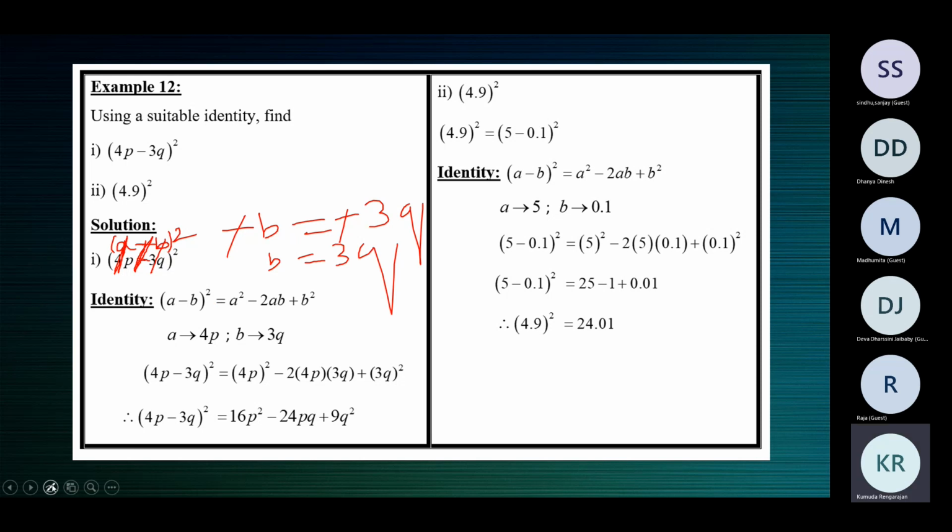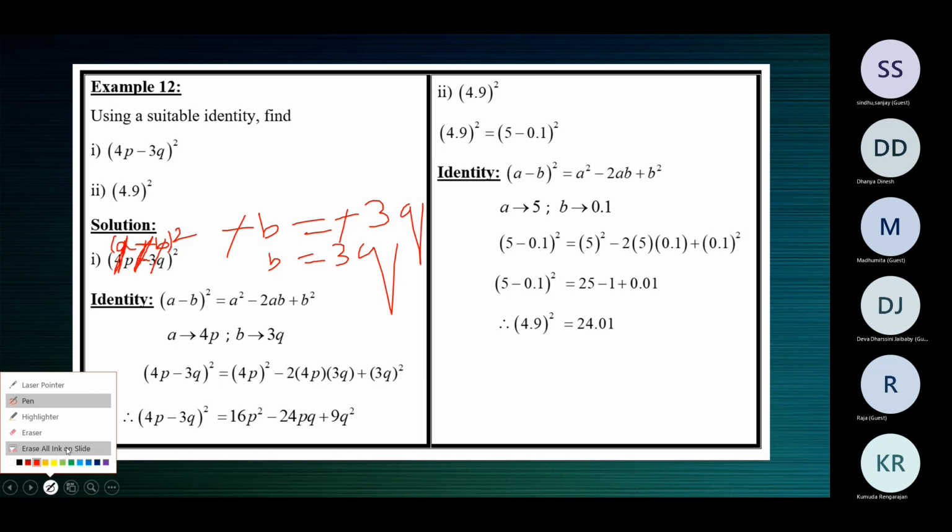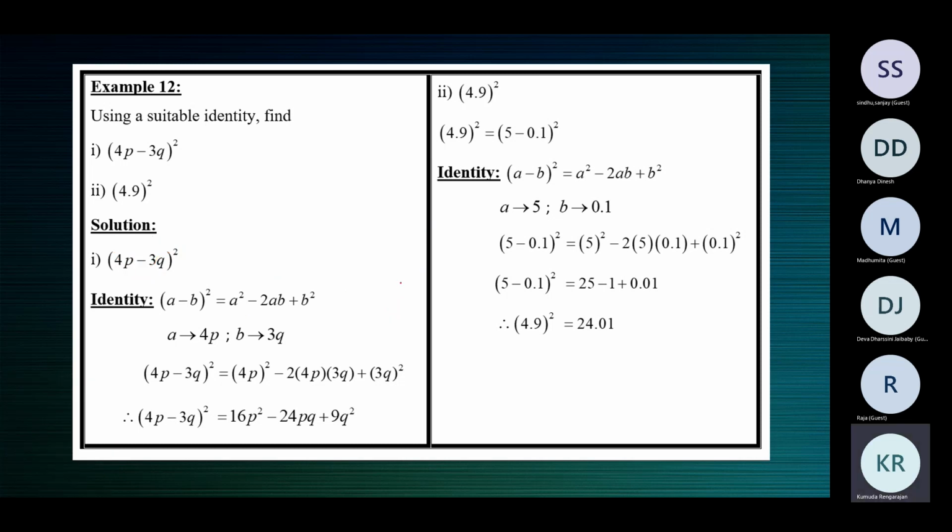Please check your steps for both the sums and ask your doubts. First, you must write the identity. Then you must pick out the values of A and B. Then this one we have to solve. Use the identity A square minus 2AB plus B square. Substitute the values of A and B. And then simplify that. That's all. 4 steps.